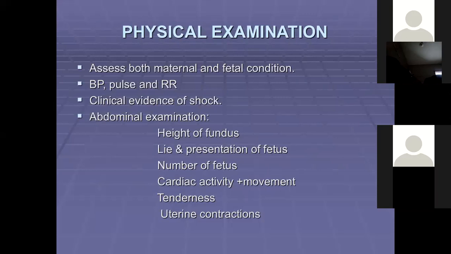And in abdominal examination, you will see the height of fundus, lie and presentation of the fetus, number of fetuses, cardiac activity, or verbally you will inquire about any movement, any tenderness, uterine contractions. If the patient is having tenderness, then the patient may have previa along with abruption. But if there are regular uterine contractions, it means the patient with previa is presenting with the complaint of labor pain.